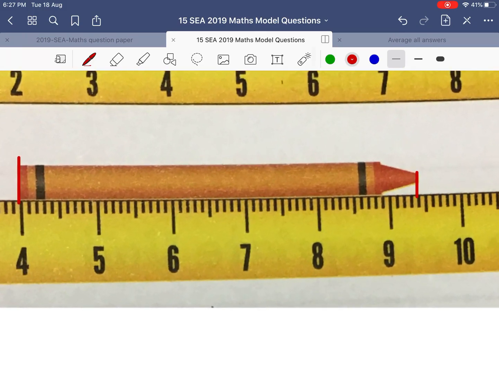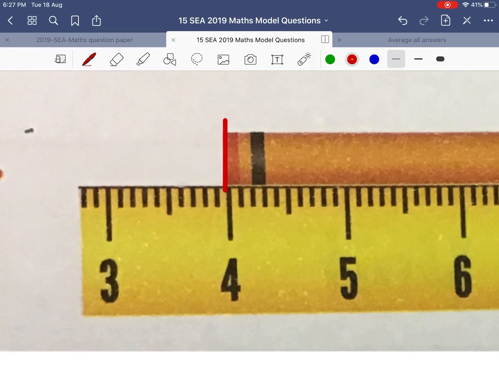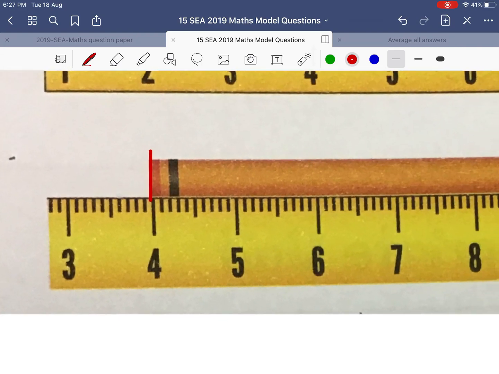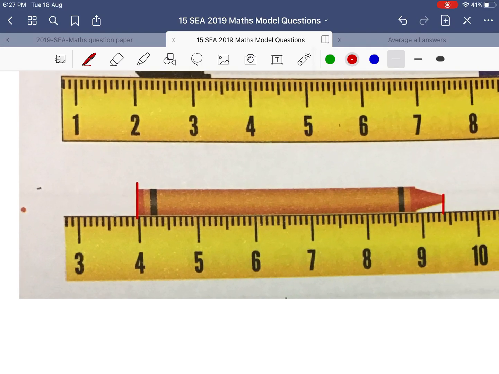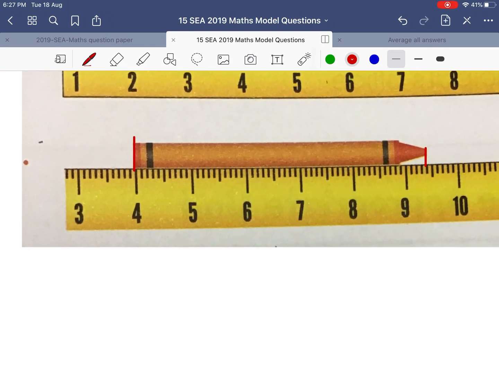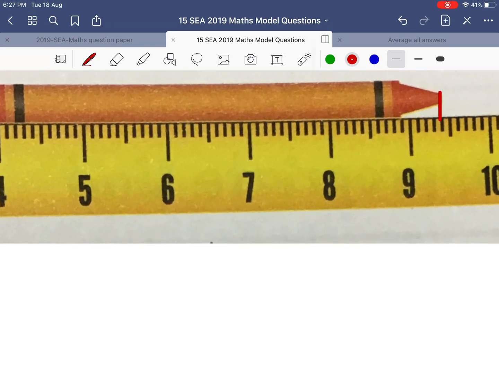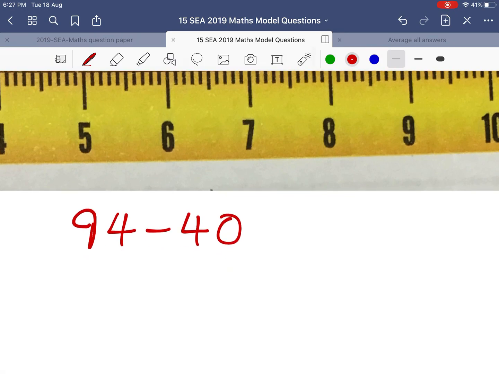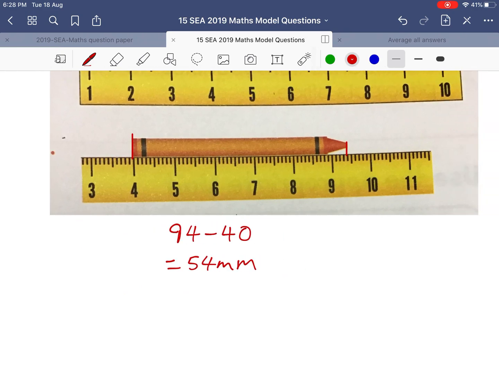Next, we have 94 millimeters take away 40 millimeters or 4 centimeters. So let's subtract. 94 take away 40. So again, end point take away start point will give us the length of the object. So the answer is 54 millimeters or 5.4 centimeters.